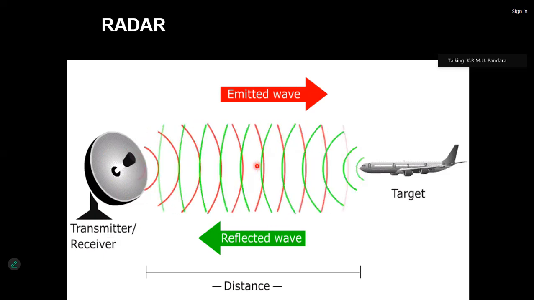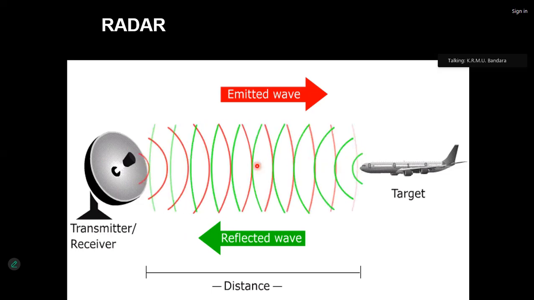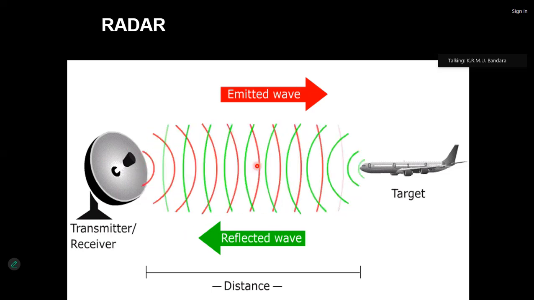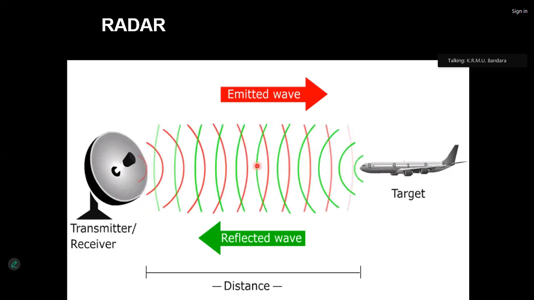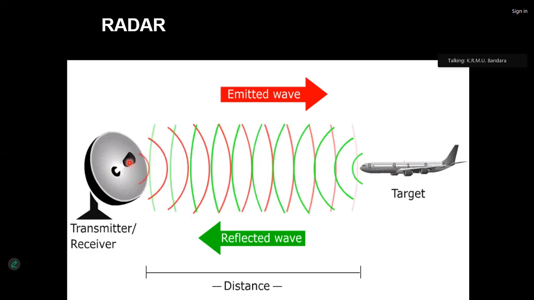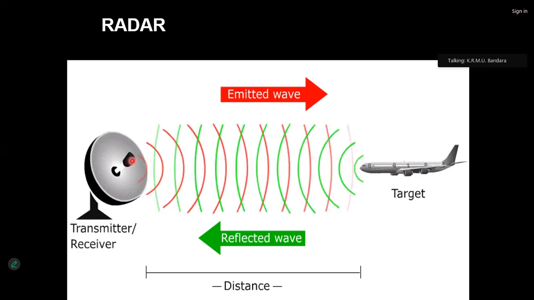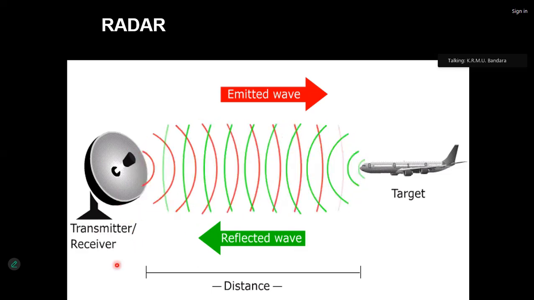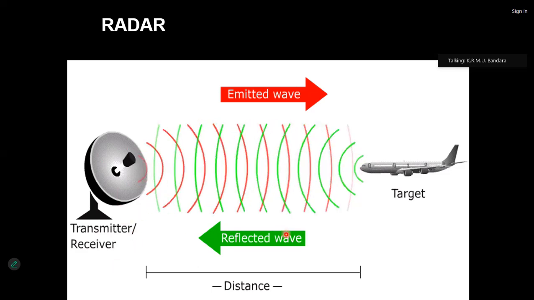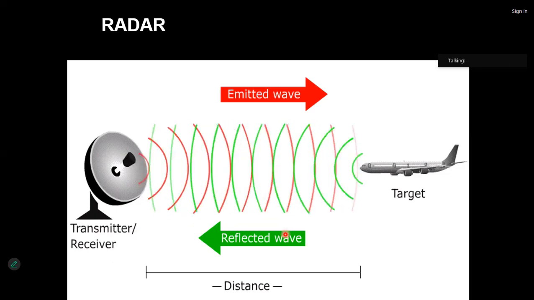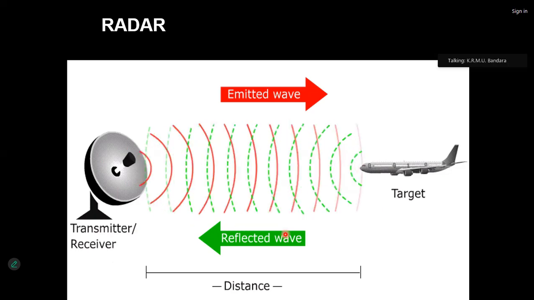3 multiplied by 10 to the power 18 meters per second. This is the velocity of light. Then you know the velocity, and you know the time difference between sending and receiving. Then calculate the round trip distance and divide by 2. This is how the distance comes, and then the objects are located.